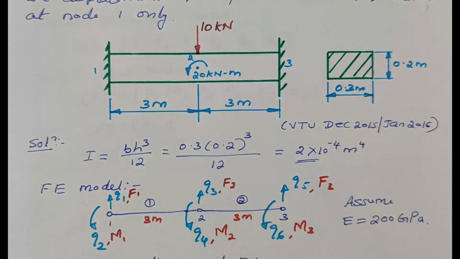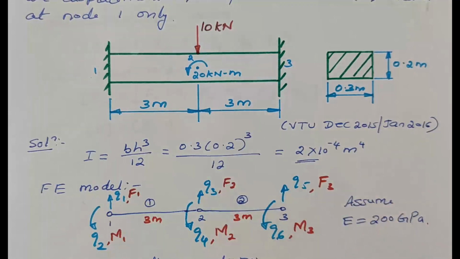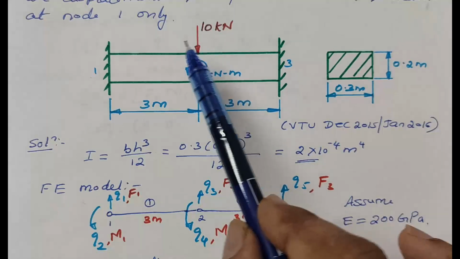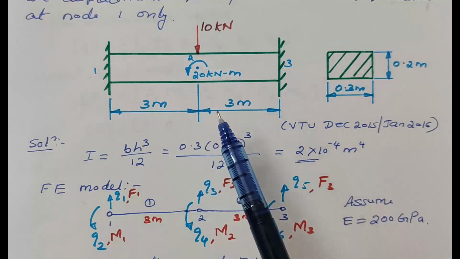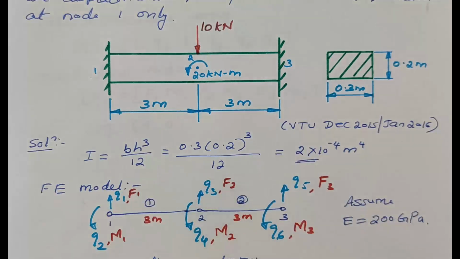Here remember the sign convention for applied moment. If the moment is applied in anti-clockwise direction, we will take positive. If it is acting in clockwise direction, then we will take negative. Remember, if the moment is acting in anti-clockwise direction, then it is taken as positive. If it is acting in clockwise direction, then it is taken as negative.